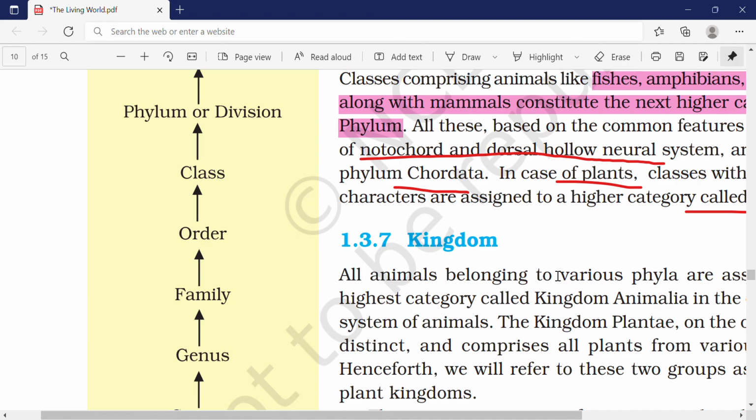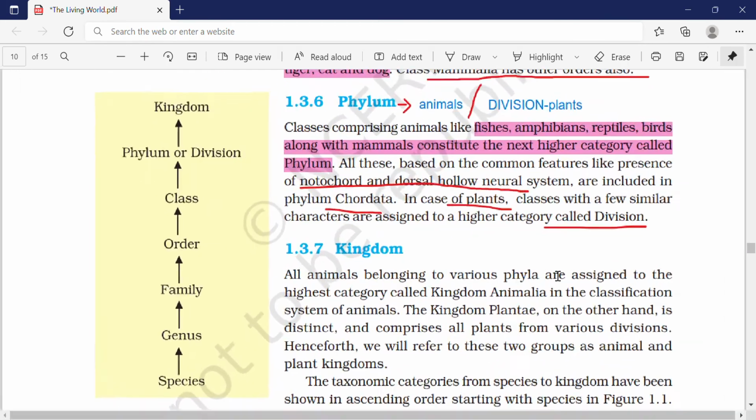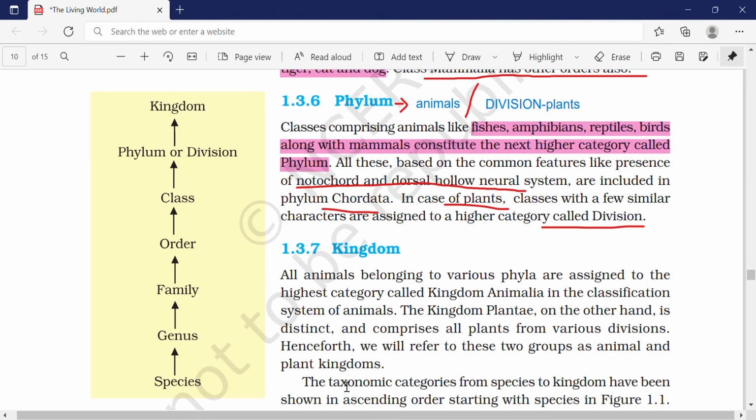This table is very, very important, guys. So please learn this table by heart. I personally learnt it from the top: kingdom, phylum or division, class, order, family, genus, species. I personally have no mnemonic for this. I just memorised it like a poem. Kingdom, phylum or division, class, order, family, genus, species.